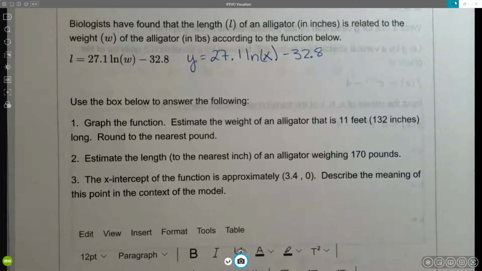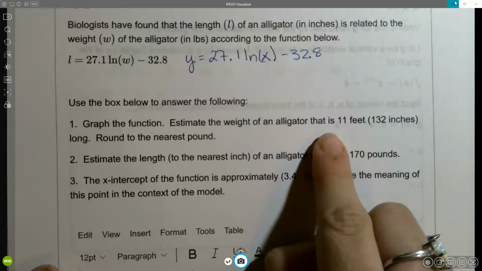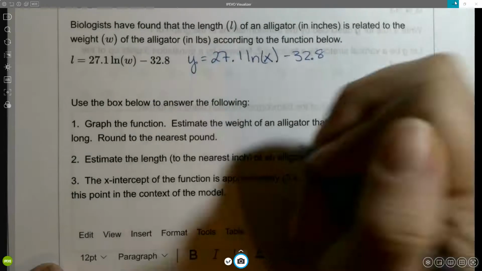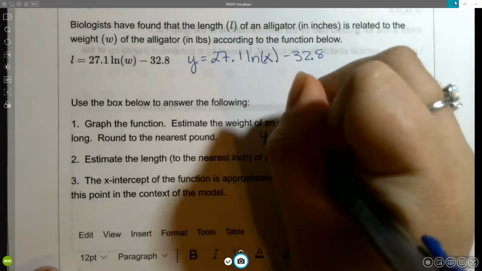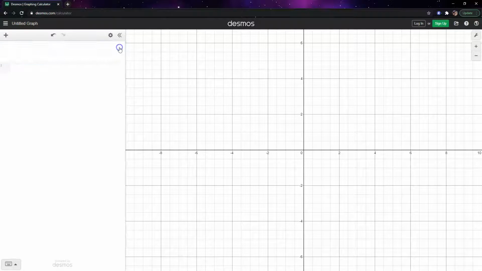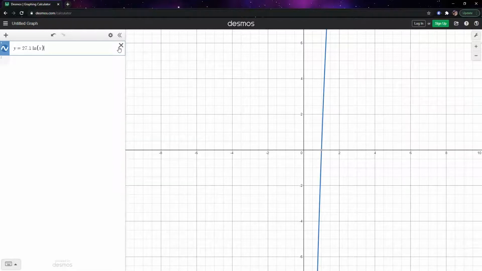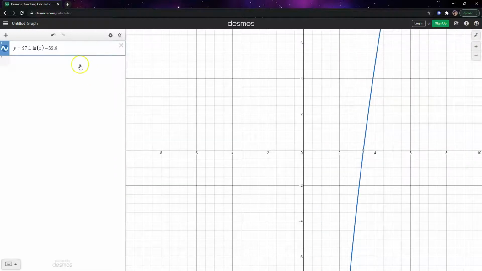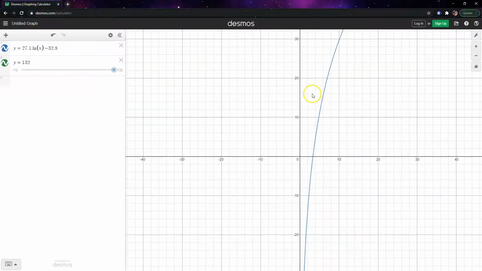Then for number 1, it wants me to estimate the weight of the alligator that's 11 feet. Remember, length was my y, so I'm going to have another equation, y equals 132. So just like on our first problem, I'm going to go ahead and graph both of these and say where they cross. So I had y equals 27.1 ln x minus 32.8. And then over here, I have y equals 132. And I want to see where these two cross. So I scroll out.